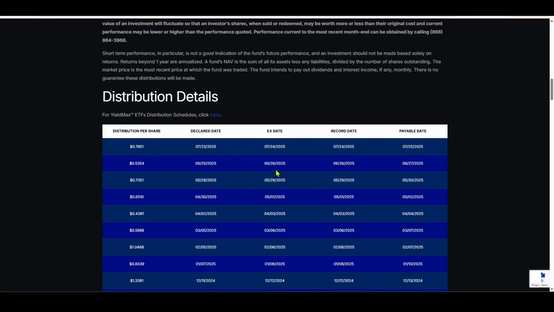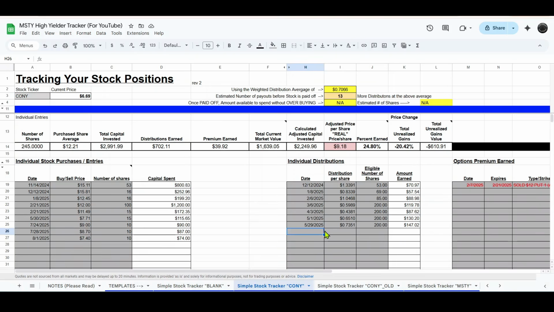That's going to be on 6/26, and the amount is going to be 0.5354. So a little lower than May, but we'll see what that calculates out for us here. All right, so again, that date being 6/26, and we enter in the amount of the distribution, and that was 53.54, right? Now, here's the part that you have to watch. How many eligible shares?